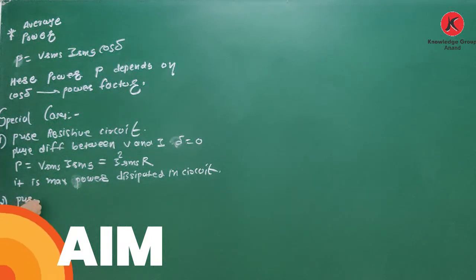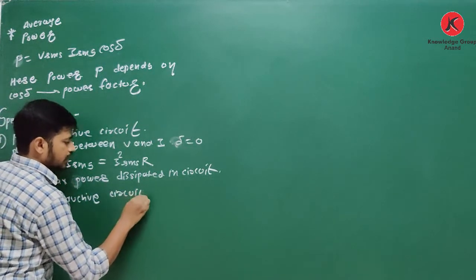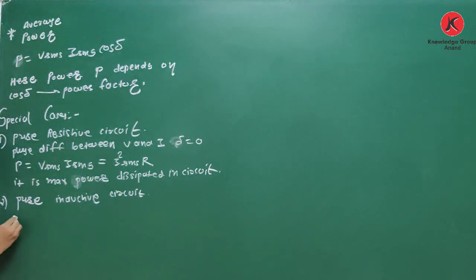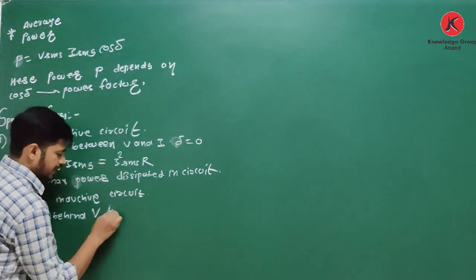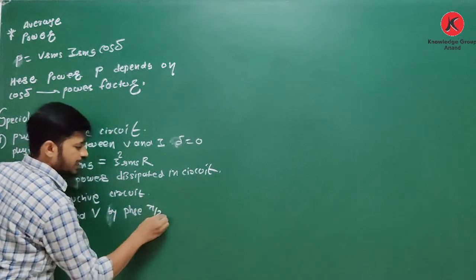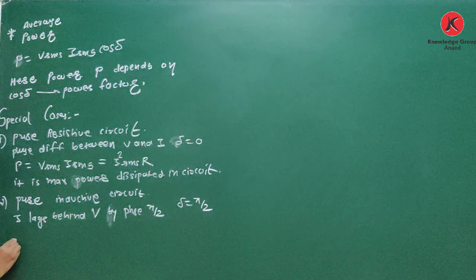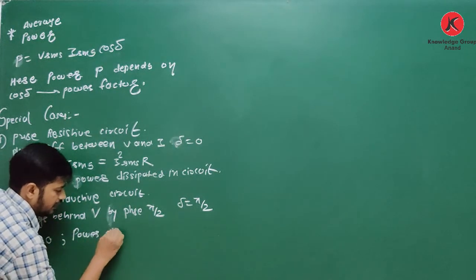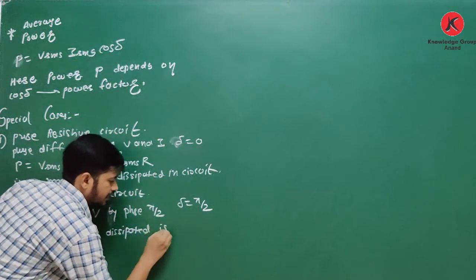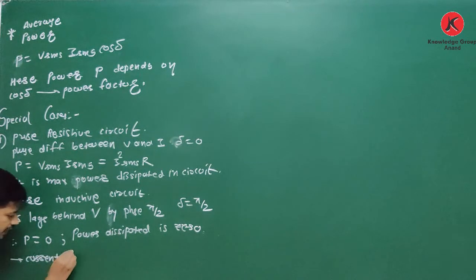Now for the second, pure inductive circuit. We know that for a pure inductive circuit, I lags behind V by phase pi by 2, meaning del is equal to pi by 2. If you put the value of del as pi by 2, then cos pi by 2 will become 0. So therefore power P is equal to 0, meaning power dissipated is 0. And yes, in this situation, as power dissipated is 0, the current flowing in such a circuit is called wattless current.